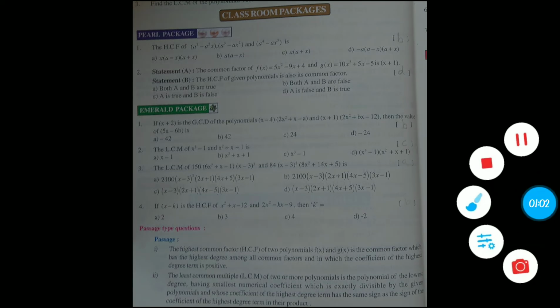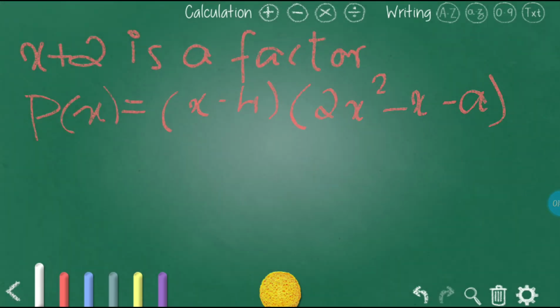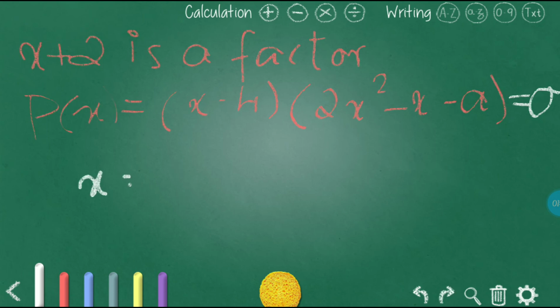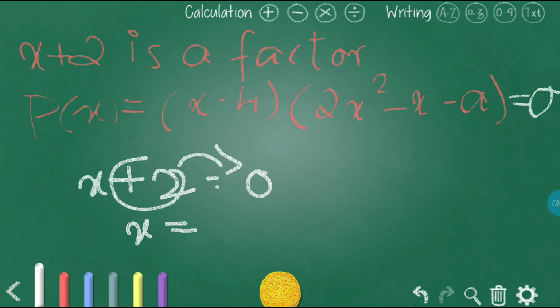So let's do this. This is the given data. One more p of x is also there, but I wrote only the first one, because first we have to equate this polynomial. First, how will you do that? It is x plus 2 is equal to 0, g of x. So x is equal to, this plus 2 will go to RHS and become minus 2. So x is equal to minus 2. That's it, so x value is minus 2.